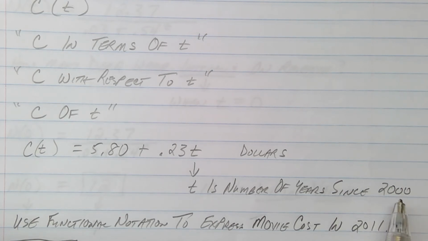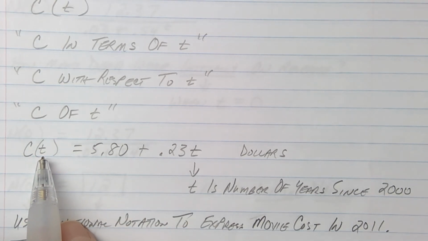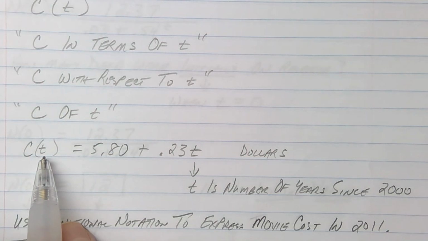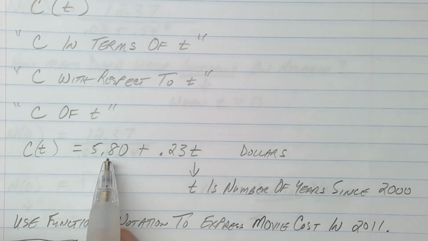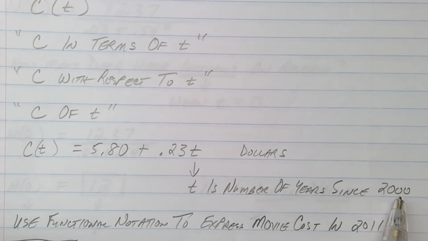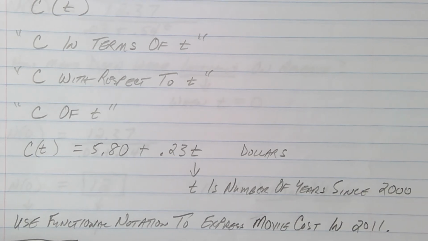Okay, let's think about that. They started this formula in 2000. They started this observation, this experiment in the year 2000. This would be 11 years later. So T is going to be 11. T is how long has it been since the beginning. The cost of a ticket 11 years later is $5.80 plus 0.23 times 11. T is the number of years since the beginning, since 2000.